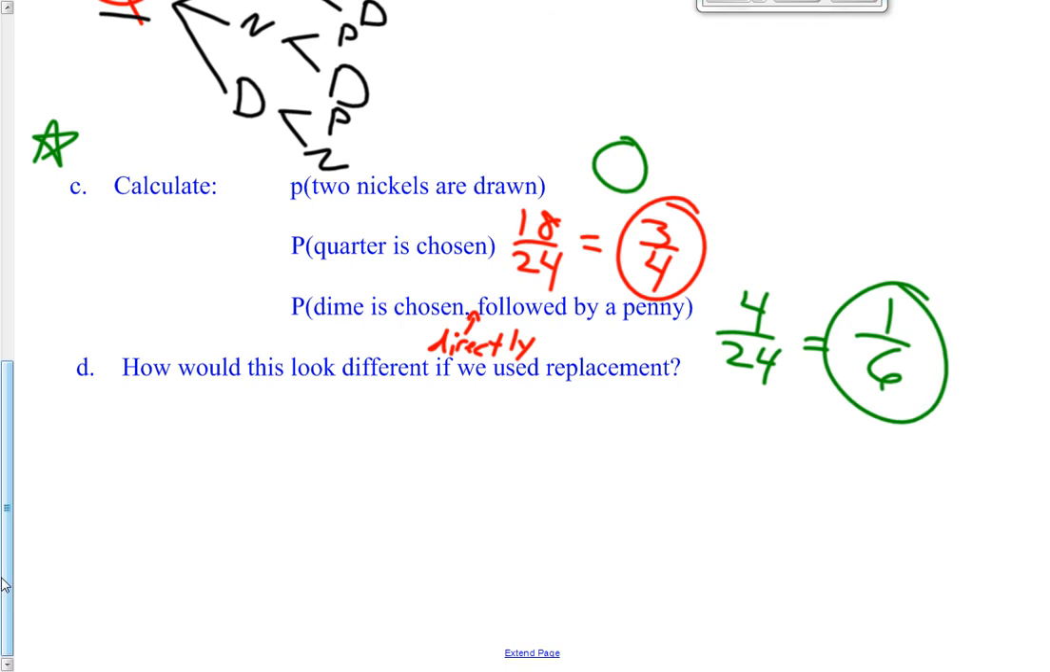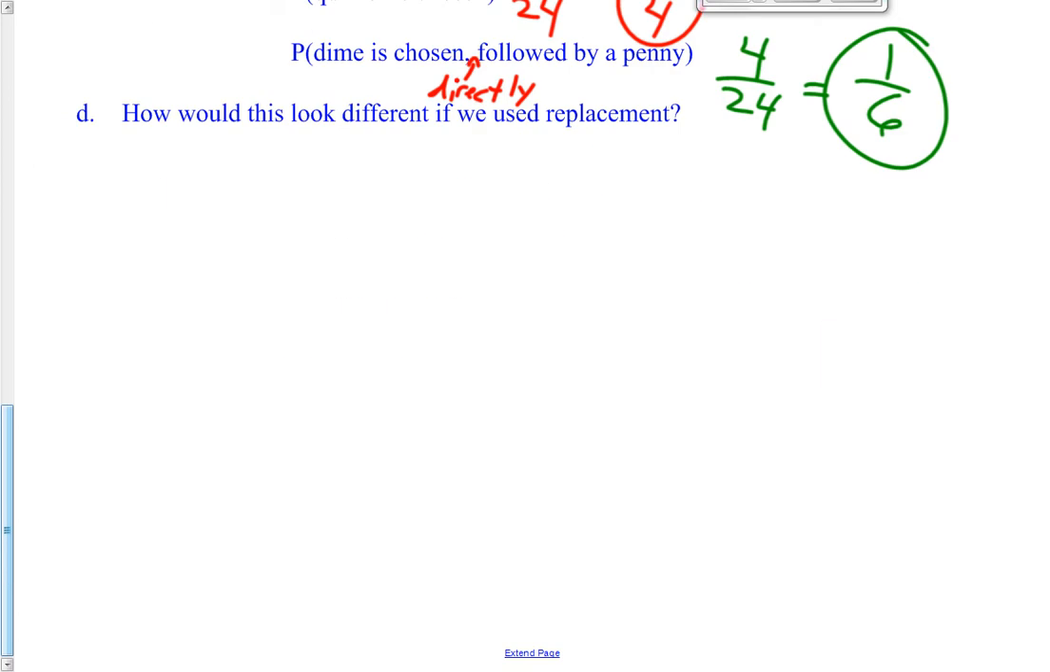Okay, class, now just take a moment to think about this for a second. How would this look different if we did replace the coin? Well, the answer would be we'd have a lot more outcomes than 24. Take a look at what would happen if we took just the penny.